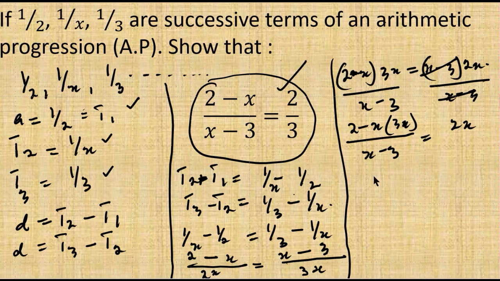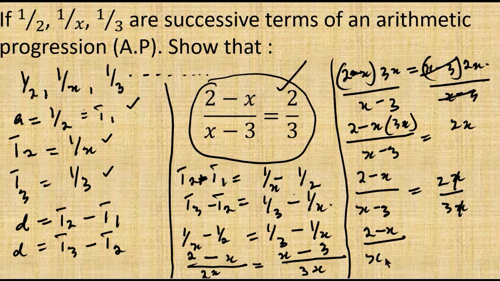And I'll divide both sides again by 3x. So I'll have (2 minus x) over (x minus 3) is equal to 2x over 3x. x cancels x. Finally, we're left with (2 minus x) over (x minus 3) equals 2 over 3. Now we have actually proved this expression.